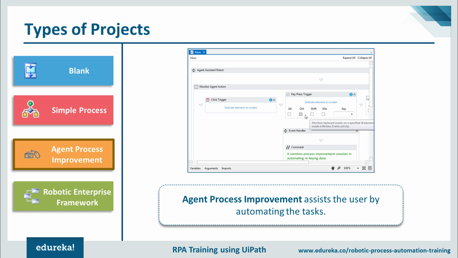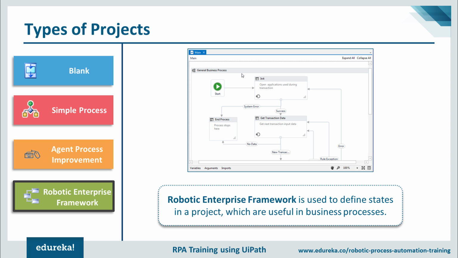Now obviously you can use this for some high grade projects, but whenever you want to use it for assisting the user to automate tasks, you can use agent process improvement. Moving forward, the fourth kind of project is robotic enterprise framework. So basically, those kind of projects in which you want to include states, we use this particular project. So now what are these states? Let me explain you with an example.